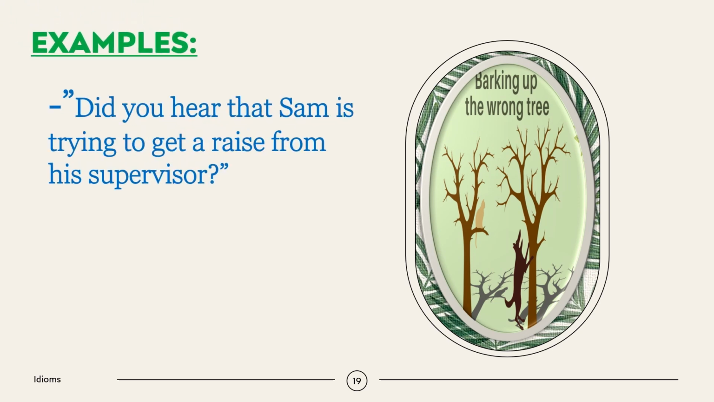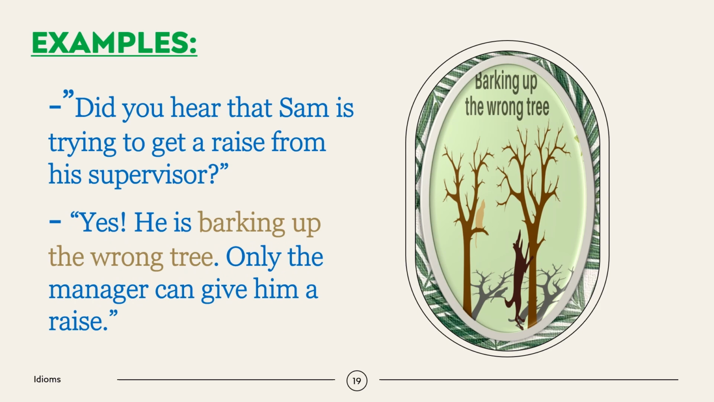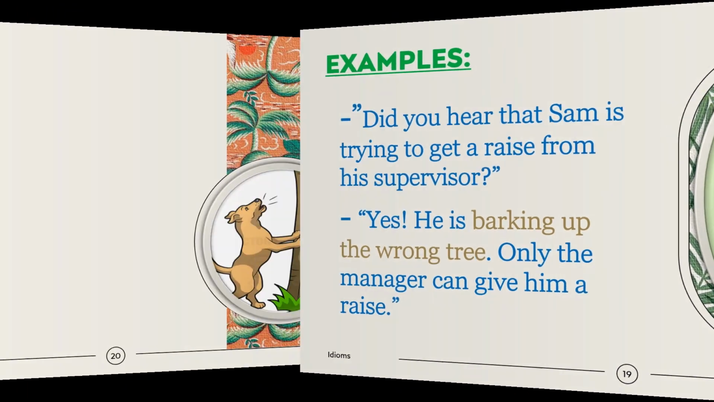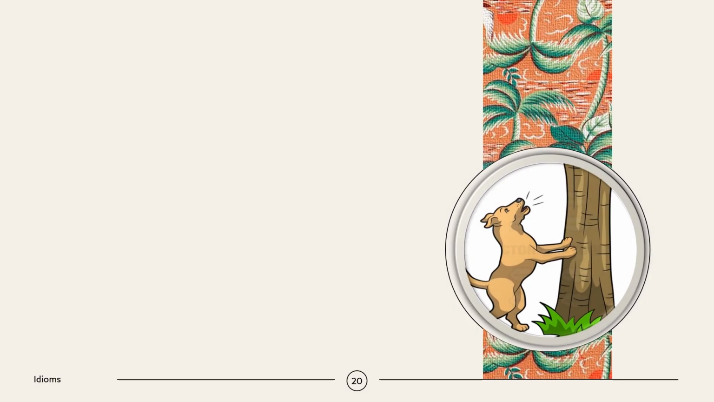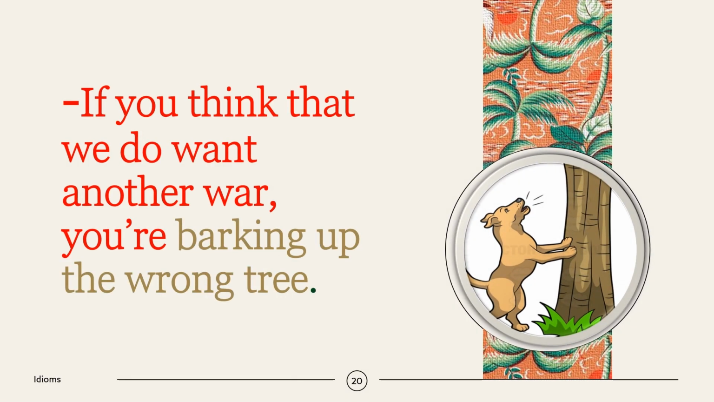Examples: Did you hear that Sam is trying to get a raise from his supervisor? Yes, he's barking up the wrong tree. Only the manager can give him a raise. Or, if you think that we do want another war, you're barking up the wrong tree.